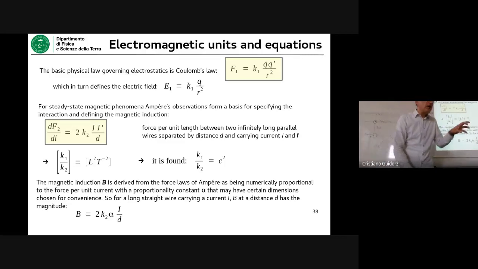But again, if you want to have your own unit of measure for the magnetic induction, you have to allow an extra constant, which here I call alpha. Maybe you have some reasons to have your own units of measure for B, so on one side you consider that this is proportional to K2, but at the same time you want something that allows you to make your own choice: alpha.